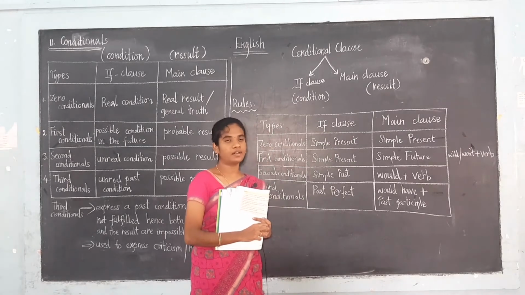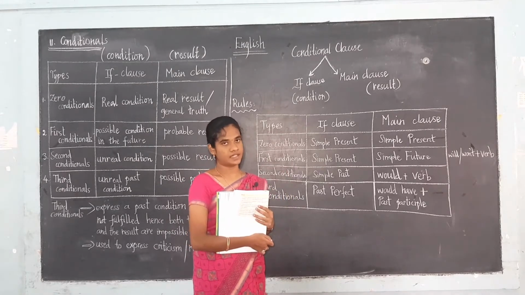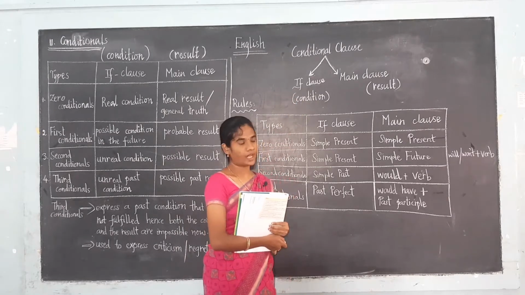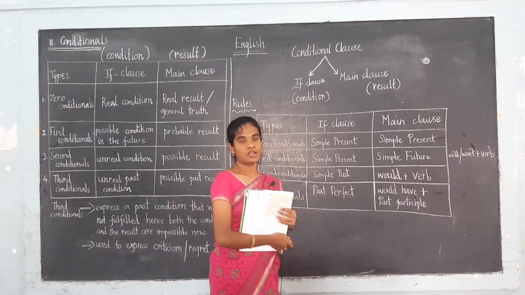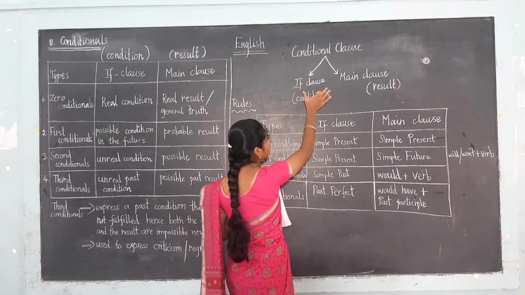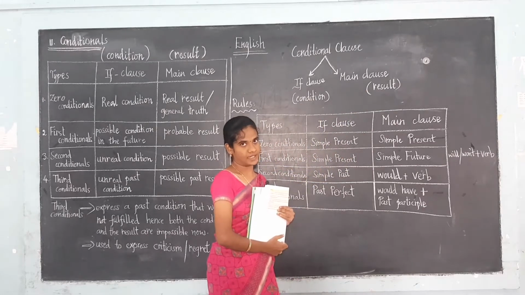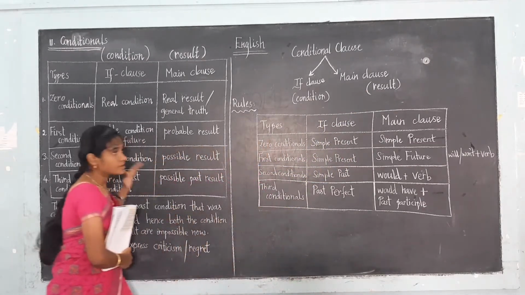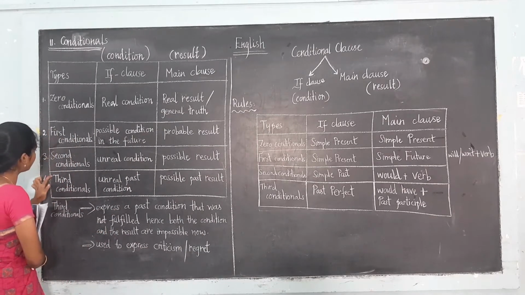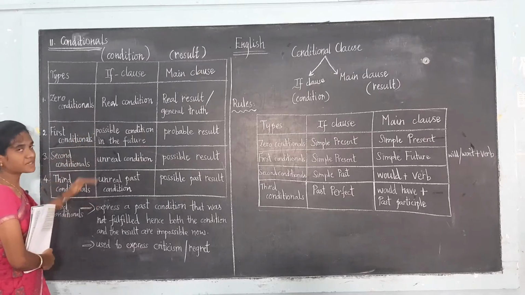We have already learned about type 0 and type 1. Today we are going to learn in detail. The if clause expresses a condition, and the main clause states the result. If there is a condition, there is a result definitely. There are four types: zero conditional, first conditional, second conditional and third conditional. Today we are going to discuss these types in detail.